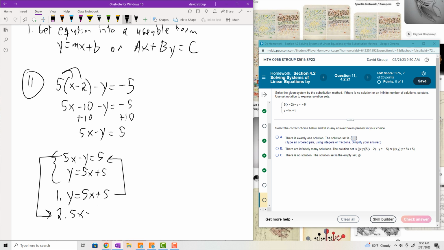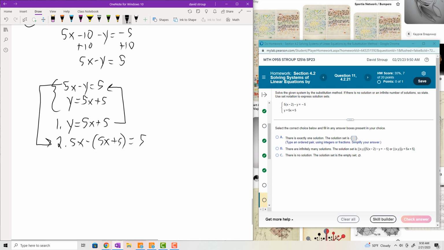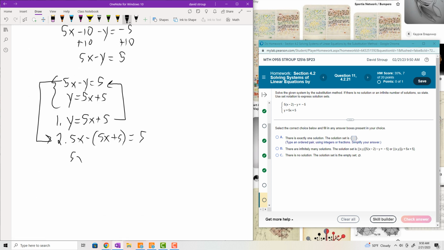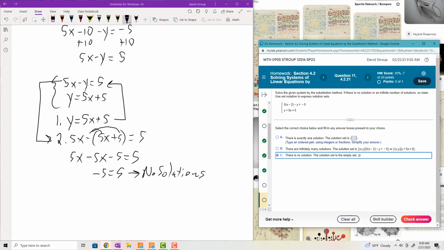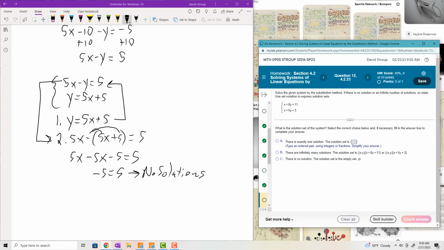So I get 5x minus parentheses 5x plus 5 is 5. And then I'm simplifying, and it looks like this one's going to be some sort of infinite or no solution case. Yeah, so the 5x's cancel, so the variable cancels out, and here we have no solutions. It's a false statement, so no solutions. But the point of this problem is to first get your equation into a nice form that you can work with.